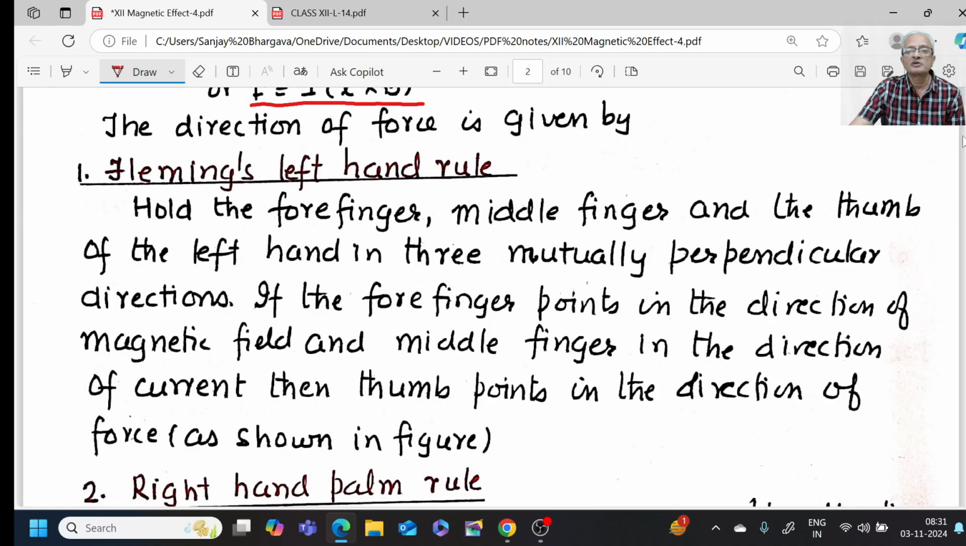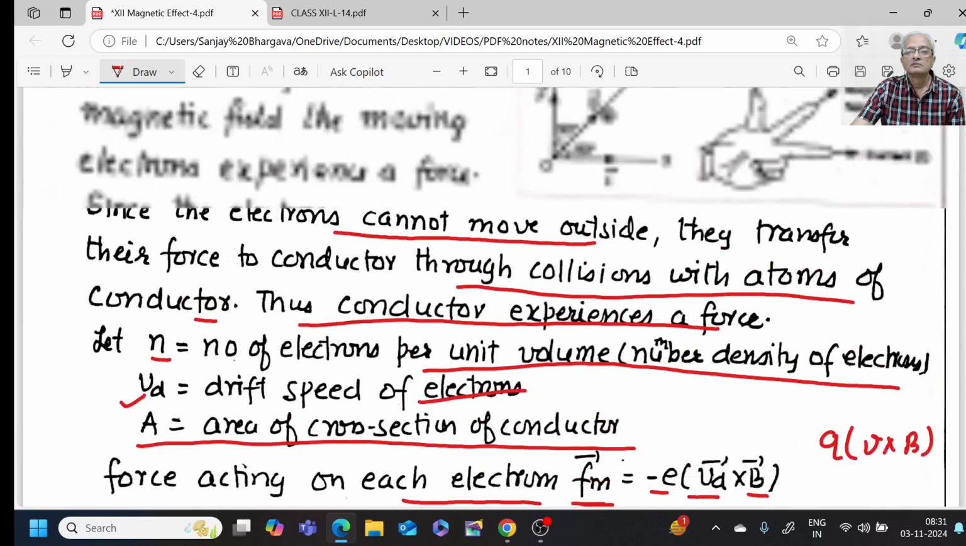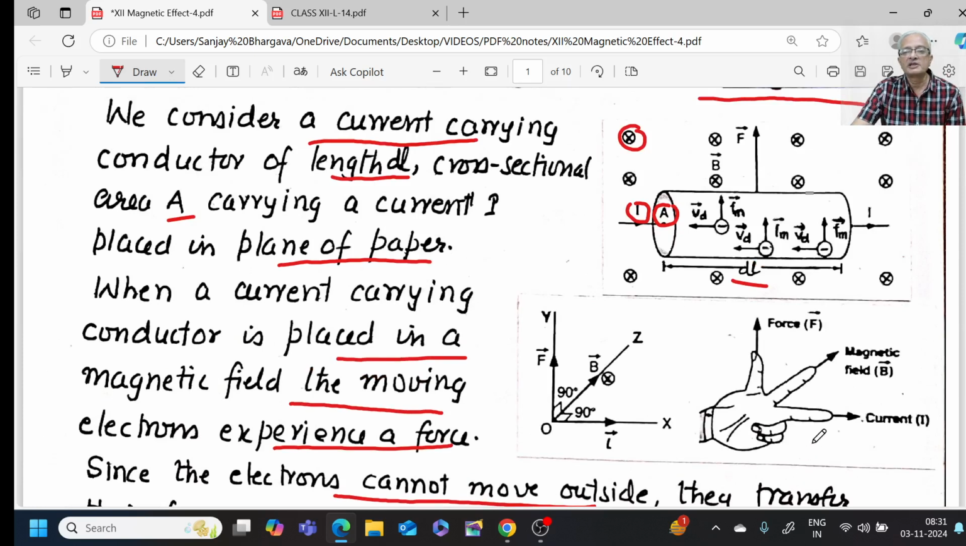So let us first look at the figure. This represents the left hand rule. Forefinger in the direction of magnetic field, middle finger in the direction of flow of positive charge or the current, then the thumb automatically points in the direction of force.